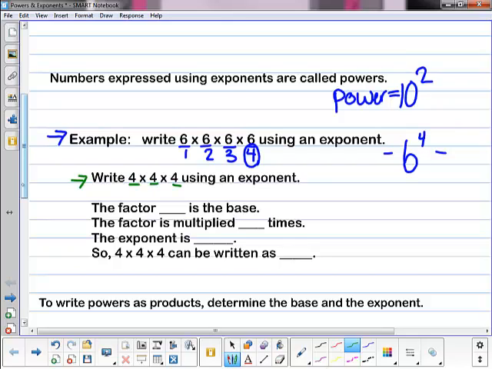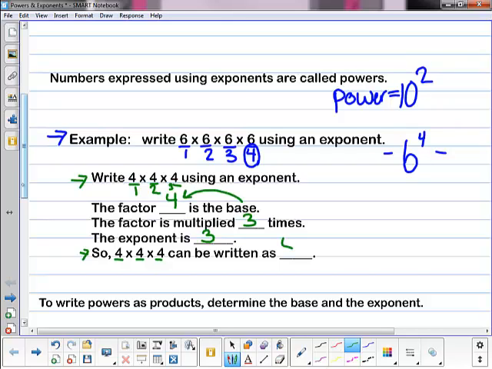Write 4 times 4 times 4 using an exponent. Well, first, let's fill this out to make sure we're not skipping any steps. And we could have done this with the first example, but I wanted us to look at it a little differently. So in this case, our factor of 4 is our base. The factor is being multiplied how many times? Well, 1, 2, 3 times. So 3. So your exponent will be 3.